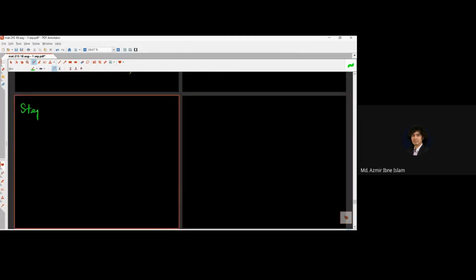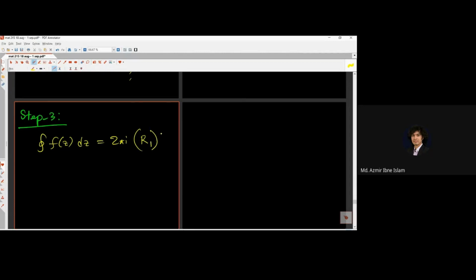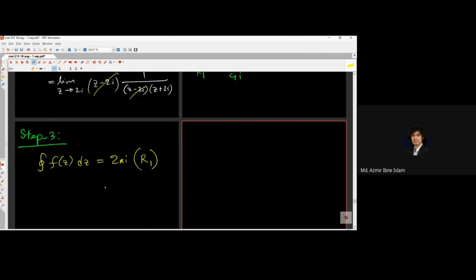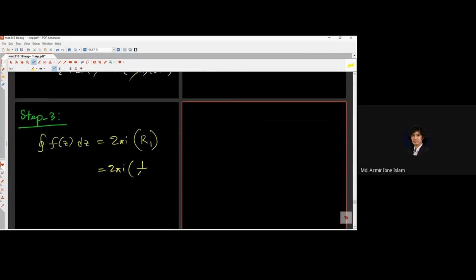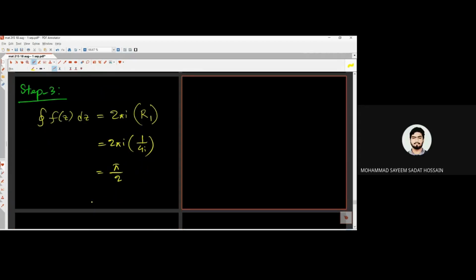So we can move to step 3. What is step 3? Step 3 is the integration of f of z dz, which is equal to 2 pi i times the sum of residues. Since we have only one residue, R1, it is 2 pi i times 1 over 4i. The simplification will be pi over 2. Is that okay?